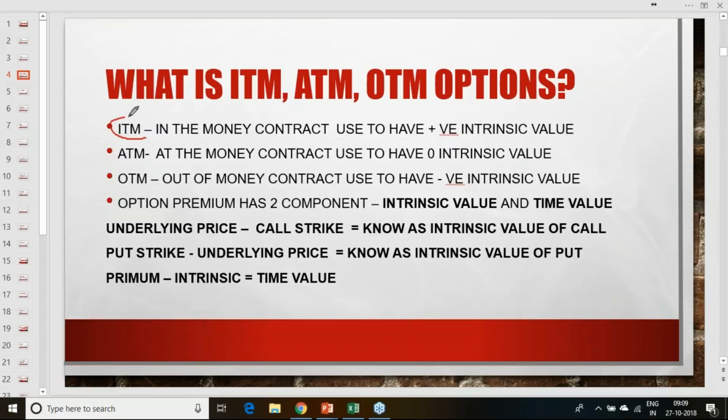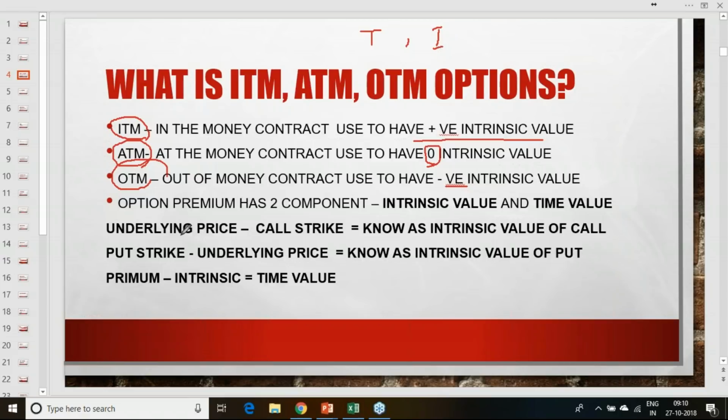An ITM option has a positive intrinsic value. Whenever an option is traded at a premium, it has two components. One is time value, another is intrinsic value. I'll show you one example also. So an in the money option will have a positive intrinsic value. An at the money option will have zero intrinsic value. Out of the money options will have a negative intrinsic value.